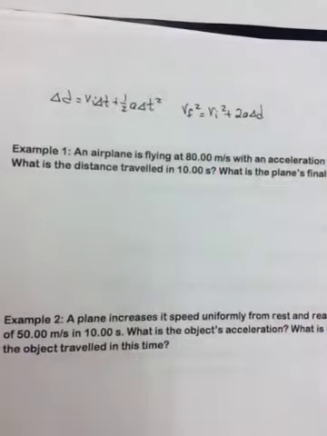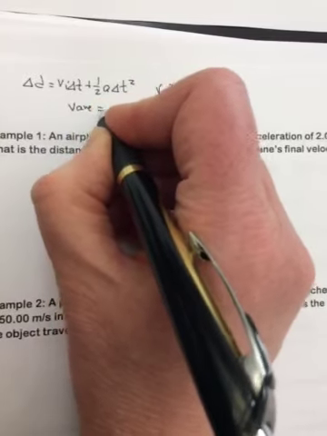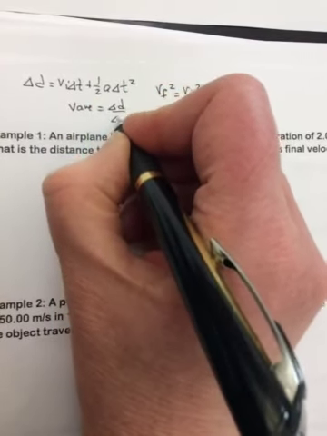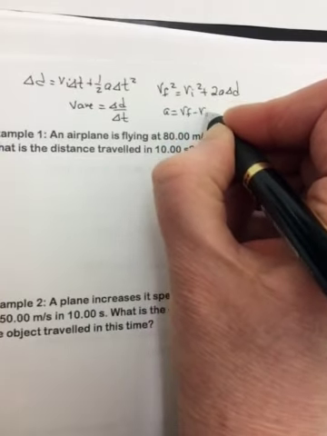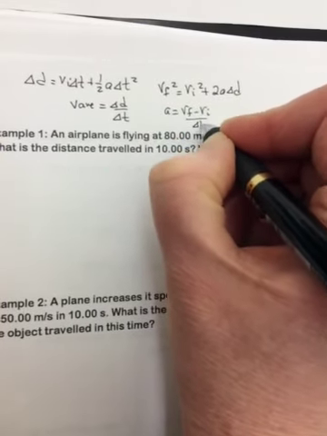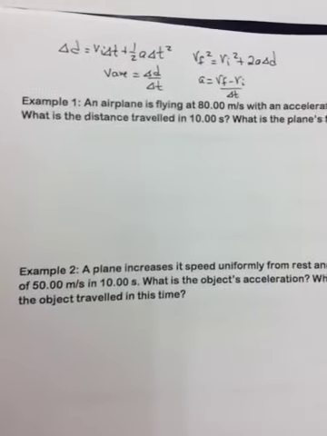And just because we've learned these two new ones doesn't mean the other two that we had aren't valid. So we also then still have VAB is equal to delta D over delta T. And A is equal to VF minus VI over delta T. So there will be occasions when we'll use our two simpler ones. All right, example number 1.